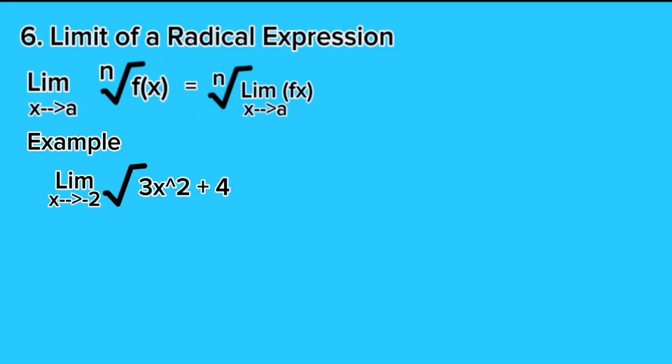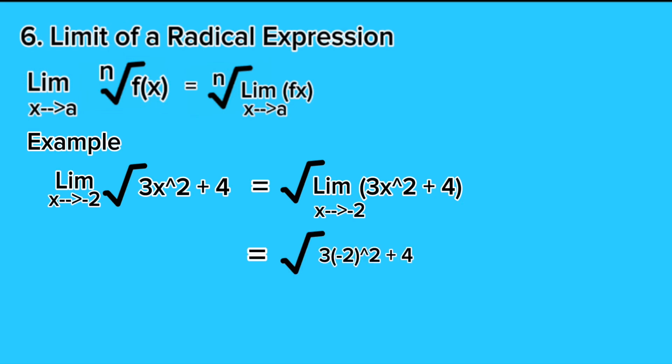Example: the limit of the square root of 3x squared plus 4 as x approaches negative 2 equals the square root of the limit of 3x squared plus 4 as x approaches negative 2, equals the square root of 3 multiplied by negative 2 squared plus 4, equals the square root of 16. And the final answer is 4.